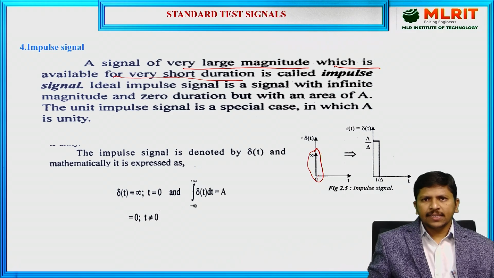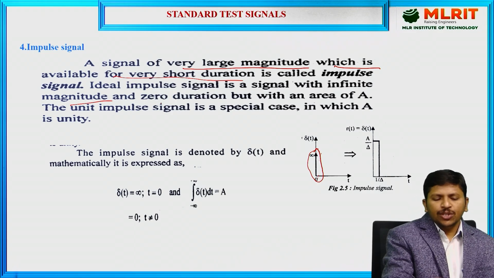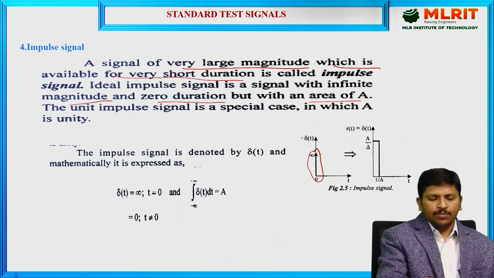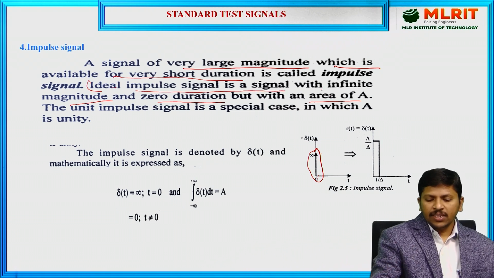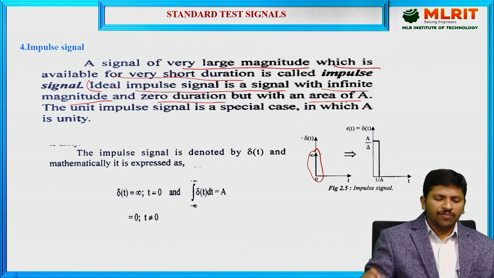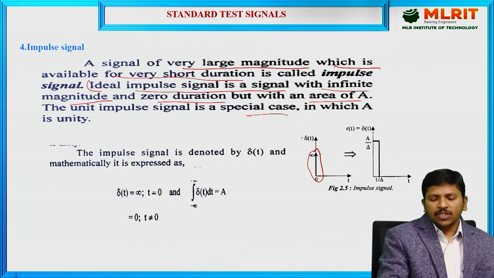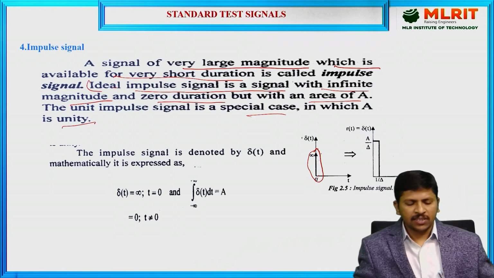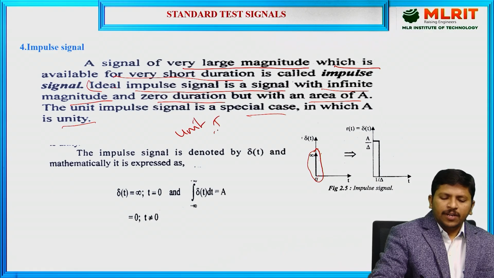An ideal impulse signal is a signal with infinite magnitude and zero duration, but with an area of A. The unit impulse signal is a special case in which A is unity. So that is the unit impulse.